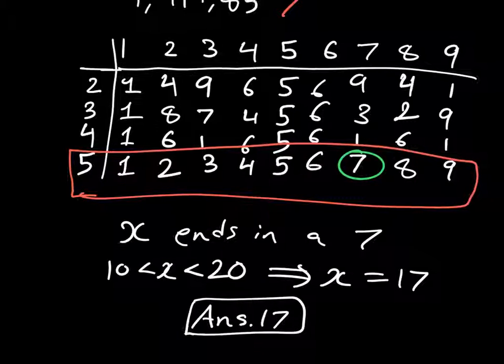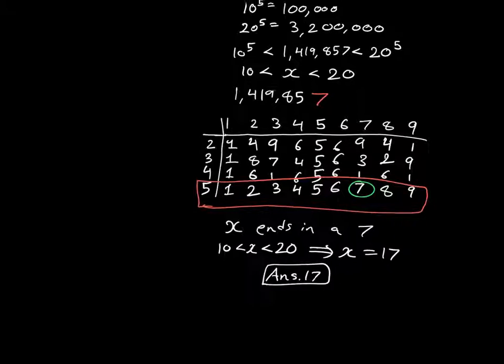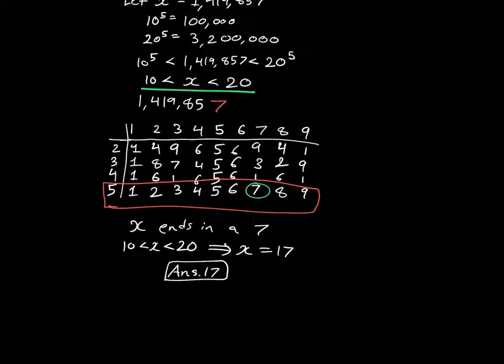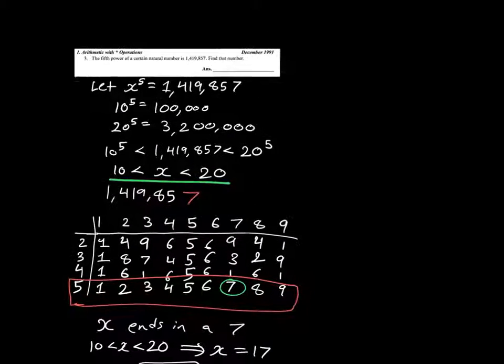Yeah, so this problem had 2 steps, which was efficiently bounding x between 2 values, and then finding what it had to end in by ruling out other possibilities. So it was an interesting problem, but not really the hardest.